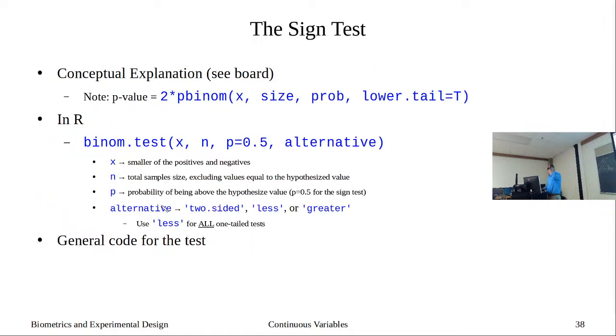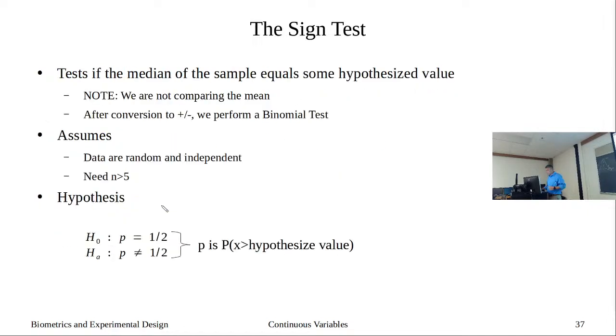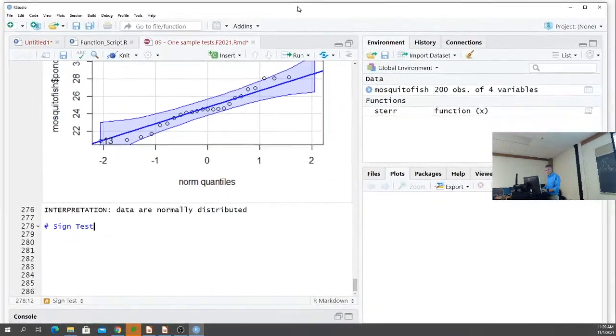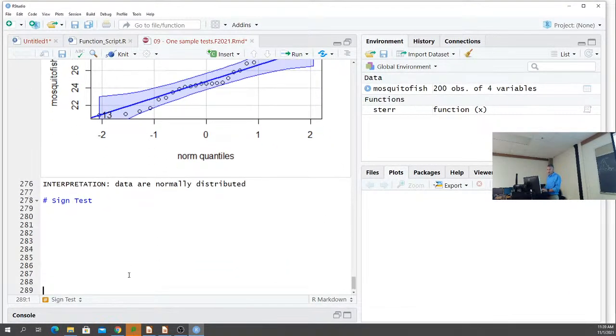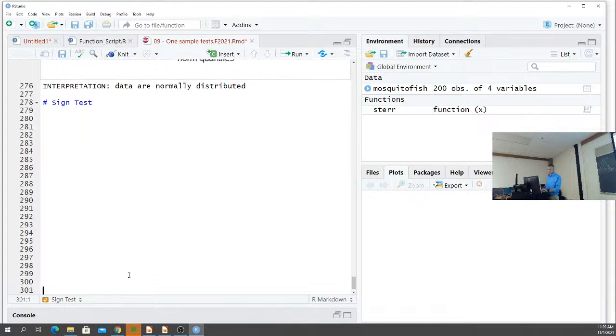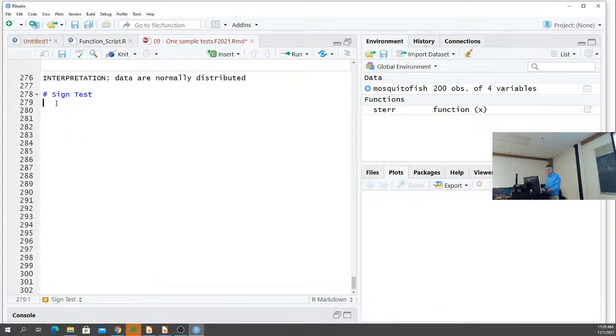All right, so let me go up to the board and show you how we're going to do it. So let's generate some data. We're going to get our sign test started, generate some data that we can use, and then I can show you how we work through it by hand. Hopefully it starts making some sense.